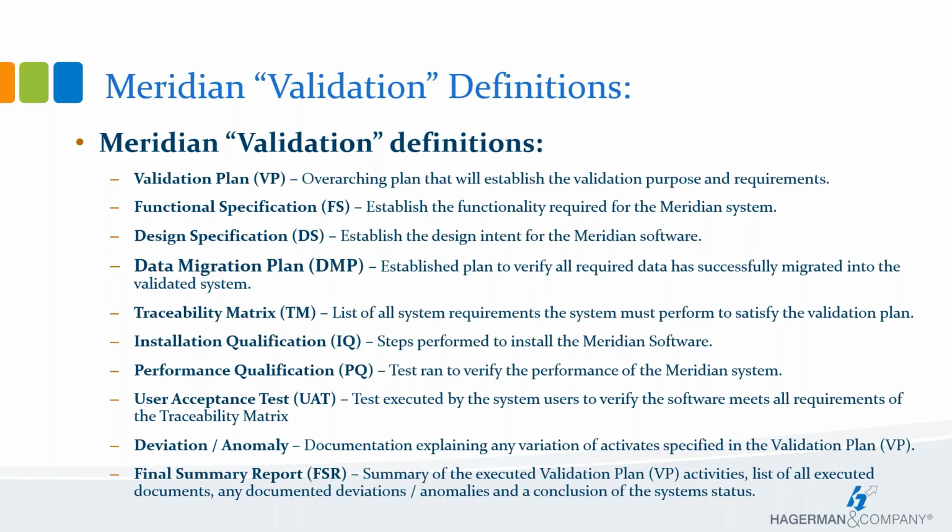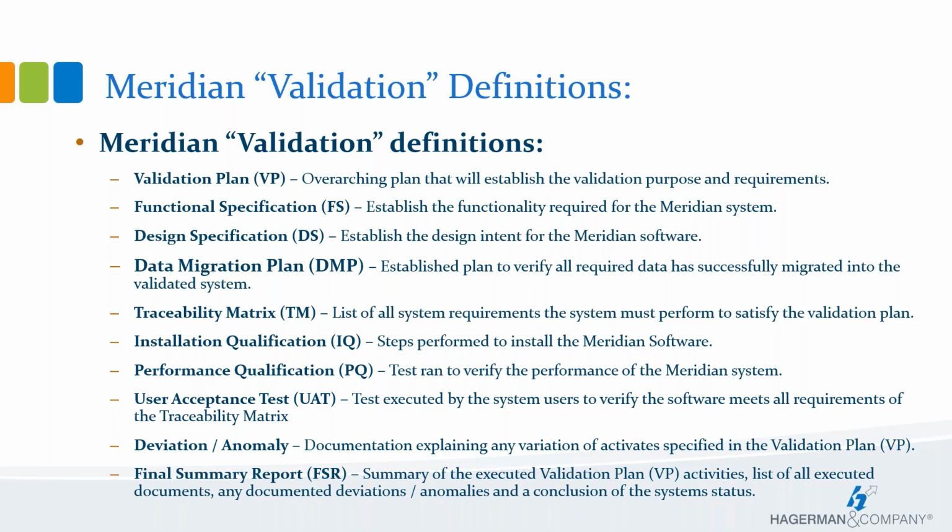The traceability matrix, or a TM, this is a list of all system requirements that the system must perform to satisfy the validation plan. So everything that supports your validation plan, your functional specification, your design specification can be laid out in your trace matrix, and you make sure that all items are reviewed and critical and proven to work as they should within the system. So this is just kind of a check to make sure that everything that you said the system has to do is tested against, and make sure that it does operate as intended. So that was a traceability matrix.